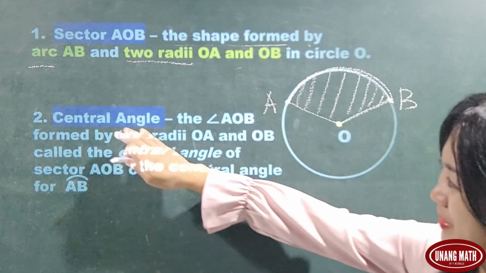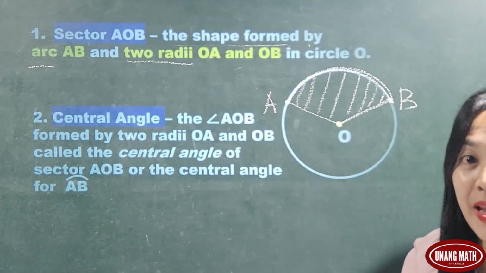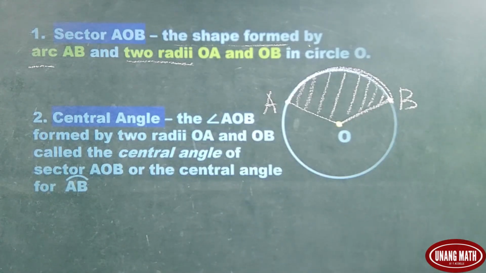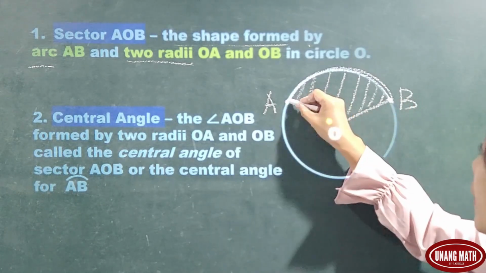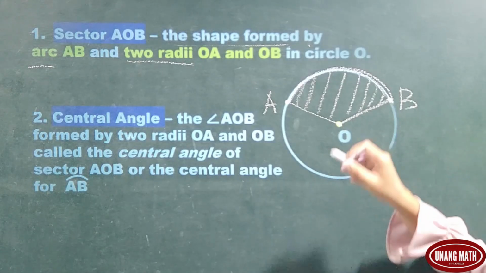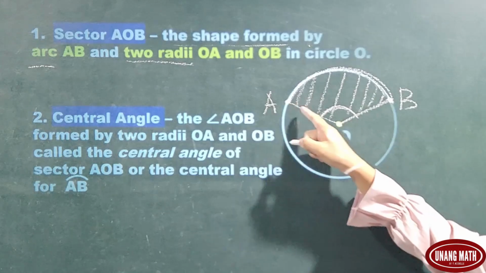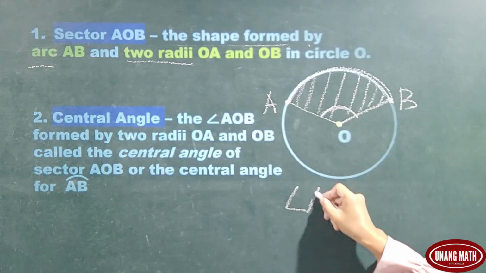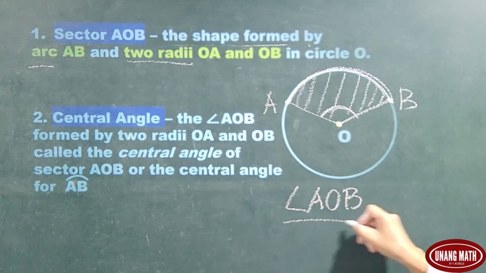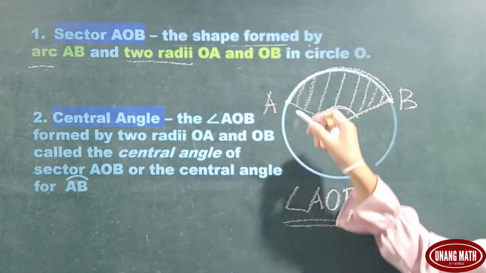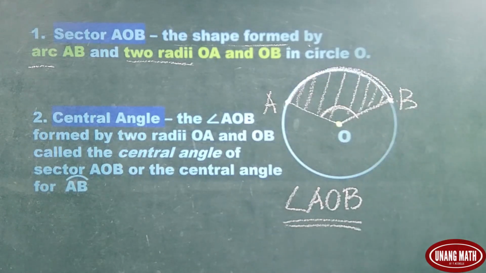Now, what about central angle? Central angle is simply the angle formed by sector AOB or arc AB. And that angle is this angle. We will name this angle AOB. So angle AOB is formed by sector AOB or arc AB.